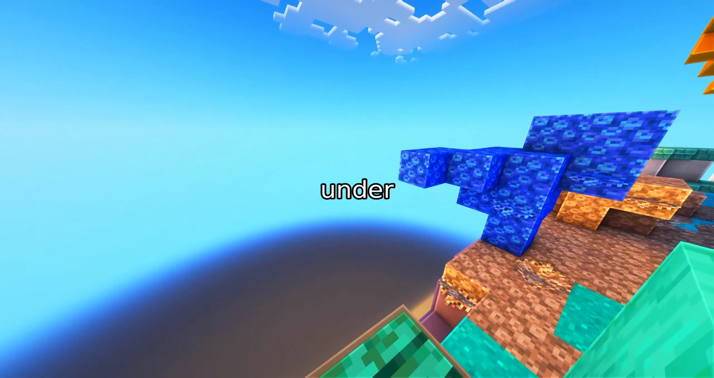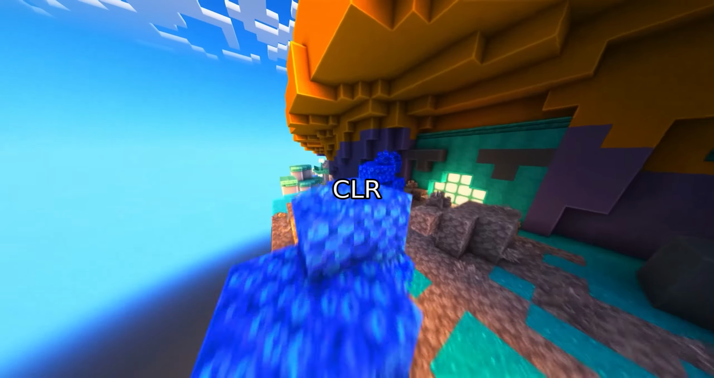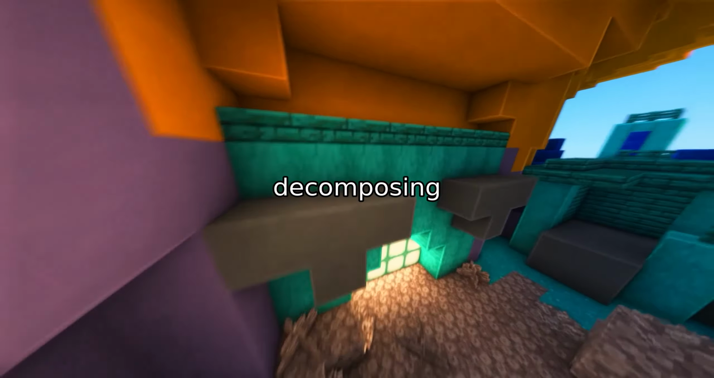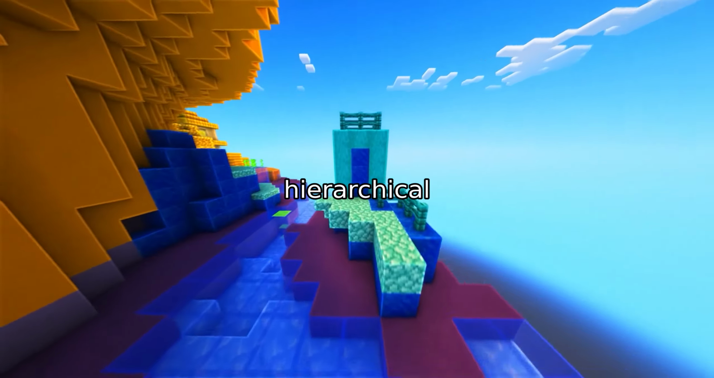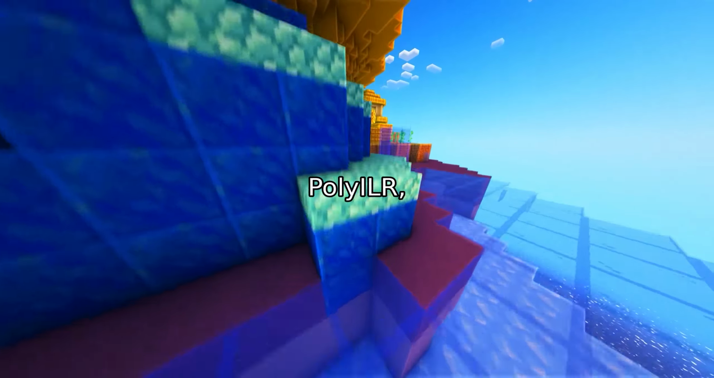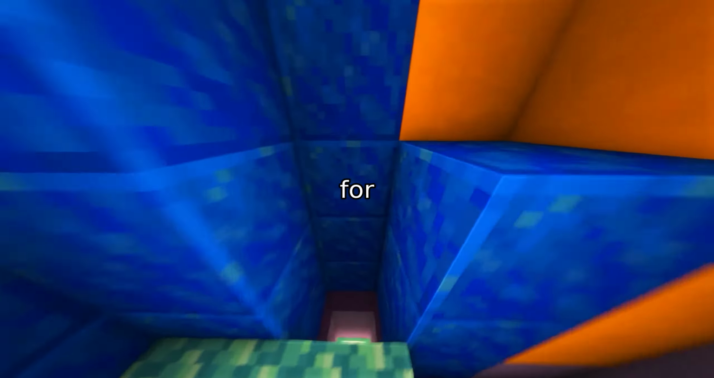The quotient of logit space under shift invariance is isomorphic to the CLR tangent space. This allows decomposing model gradients into tree-aligned coordinates, localizing learning signals to specific hierarchical branches. PolyILR: geometrically principled, tree-compatible, and ready for multiscale inference.